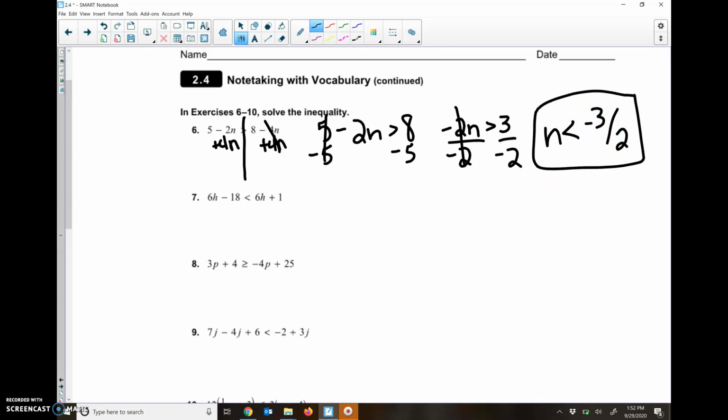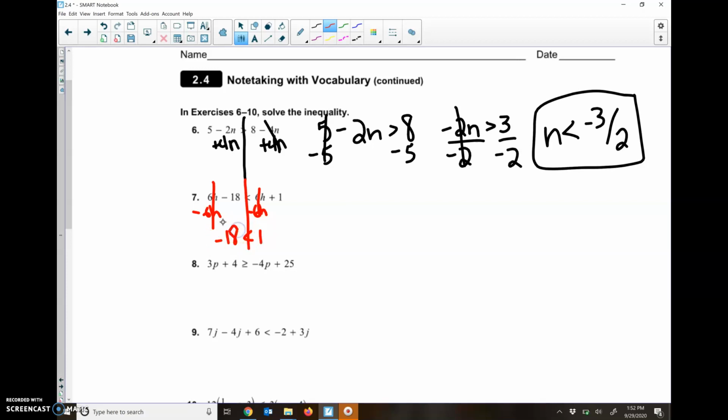Okay. 7, 8, and 9. You'll see there's a little bit of a trick here. See how fast we can spot it. So same thing, I'm going to get my variables together. So I'm going to subtract 6h from each side, subtract 6h, and you'll see something happens. My variables end up canceling out. So I'm left with -18 is less than 1.